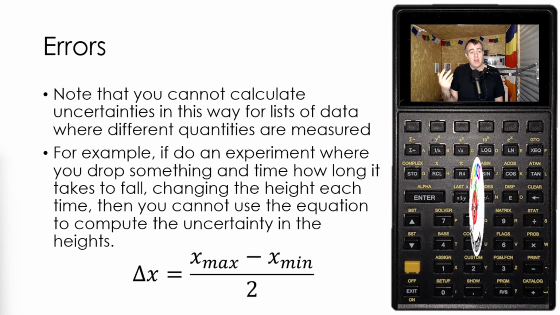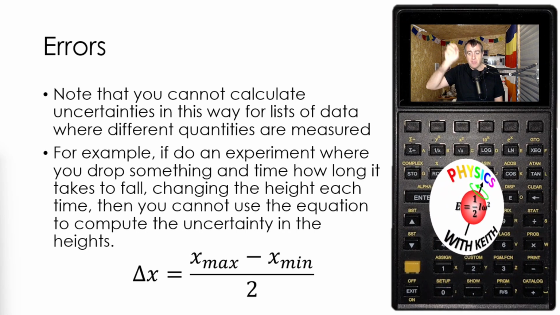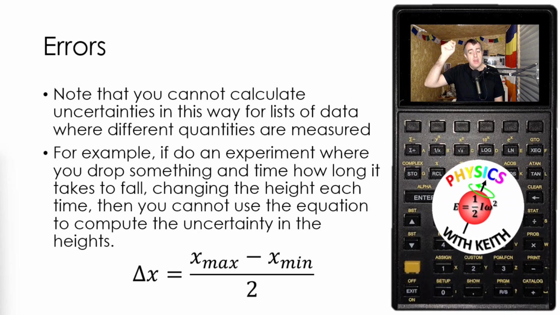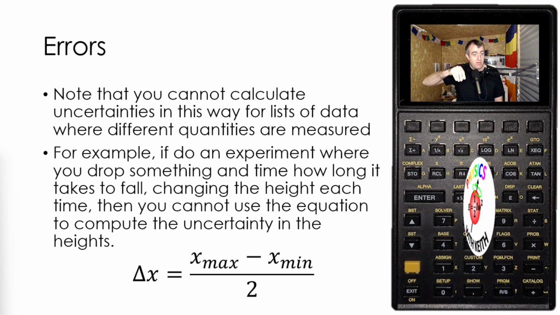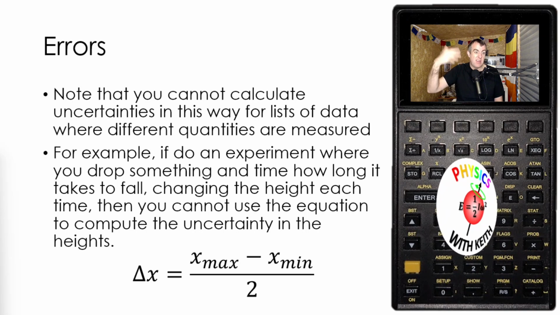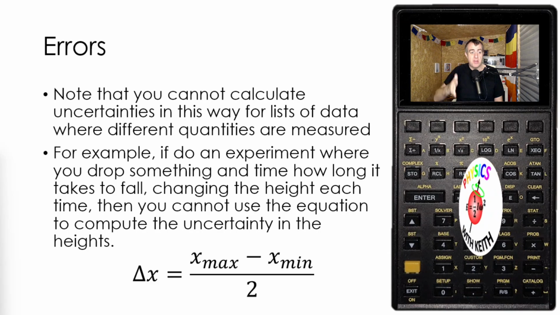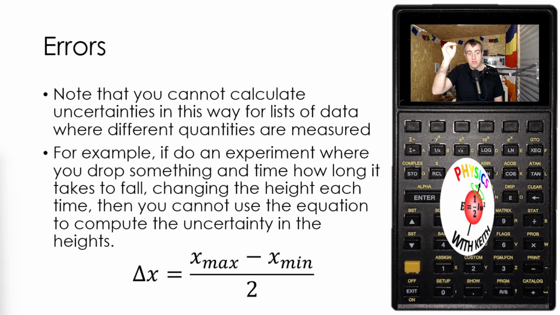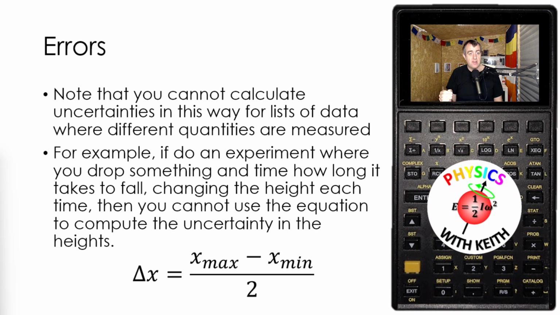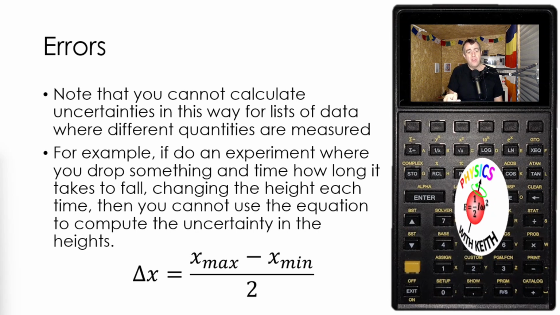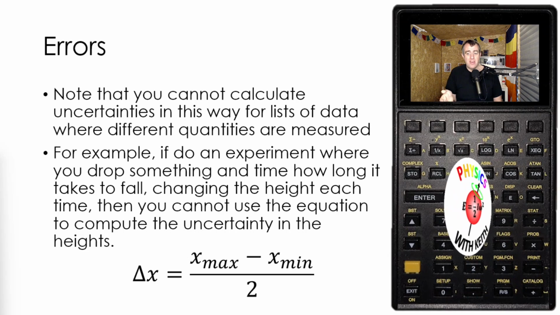On the other hand, if I'm doing an experiment where I'm dropping something, maybe I'm timing how long it takes to fall, and I'm dropping it from different heights each time, so I expect it to take more time to fall each time. On my table of results, I'm going to have a whole bunch of different heights, starting from low heights, going up to higher heights. I can't use this on that list to get an uncertainty in the height.